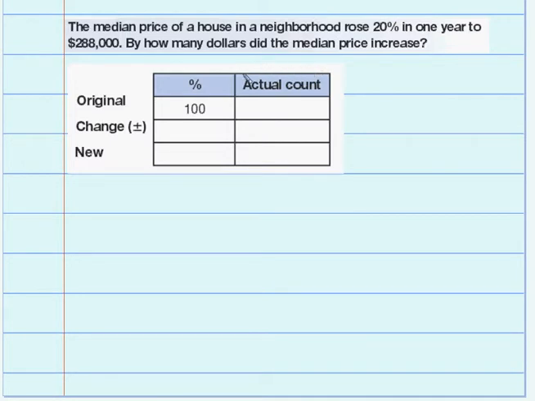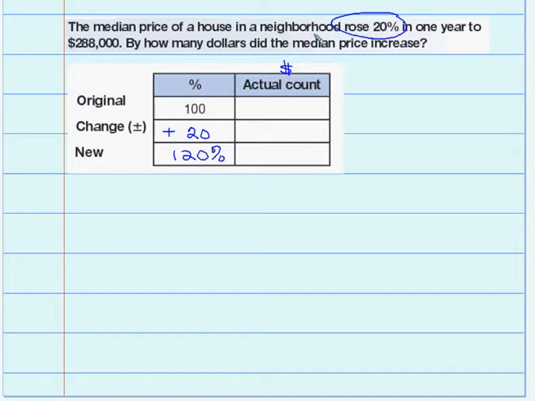Okay, so the median price of a house in a neighborhood rose 20%. So that means that we are going to have a plus 20% in the change column. Now I need to add 100 plus the 20 to get a new percent of 120%. Okay, so let's fill in the actual. This would be dollars now.